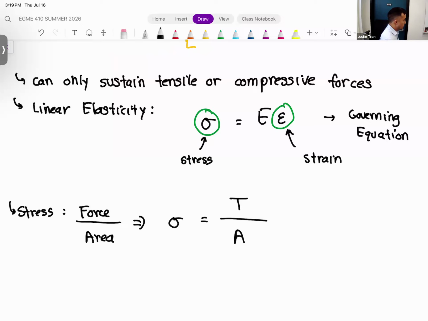Okay, good. That was easy. Right away we have an expression for sigma that we can plug in for the stress. We know T and A, those are given to us in the problem. So our stress is good.